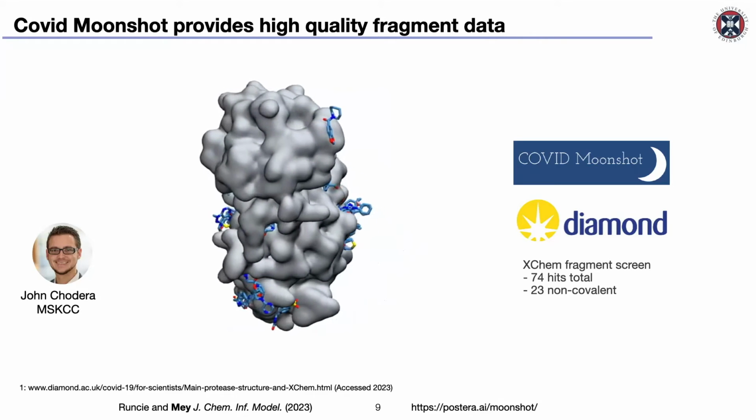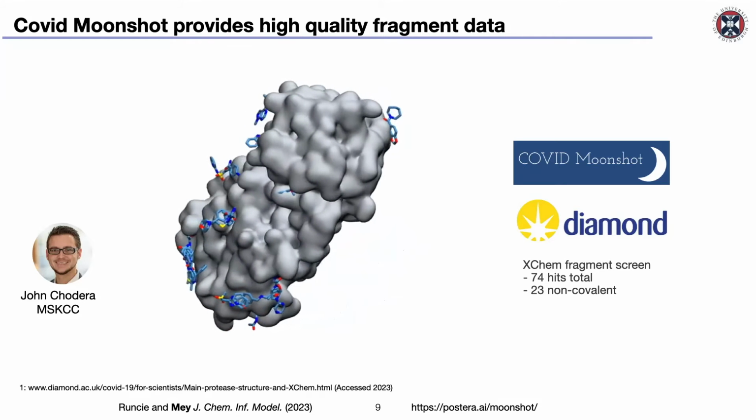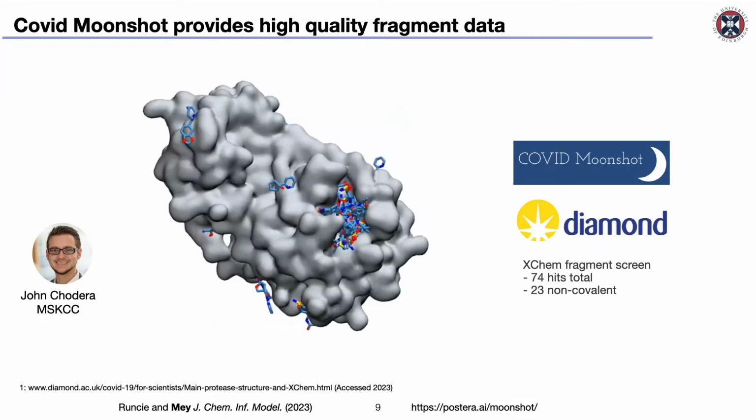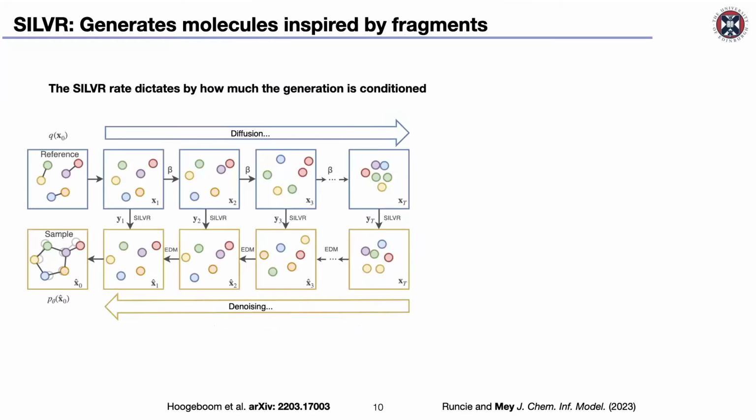Now, if we take the fragments that attach to the main binding site, which is here, we're now trying to generate new molecules. So just again, sort of schematically, what happens is we have our diffusion process and we show a reference at each denoising step. And how much of that reference we show is dictated by this thing we called silver rate, which is the selective iterative latent variable refinement. So we can basically tune how much of our reference molecule we're showing.